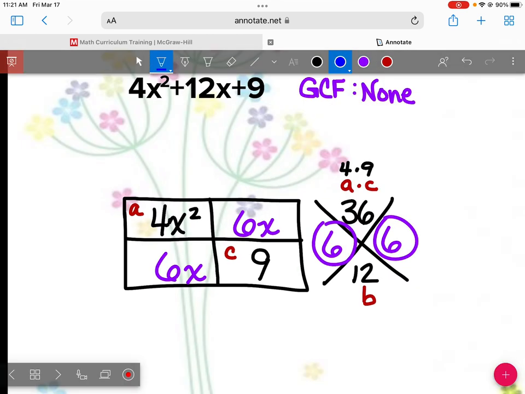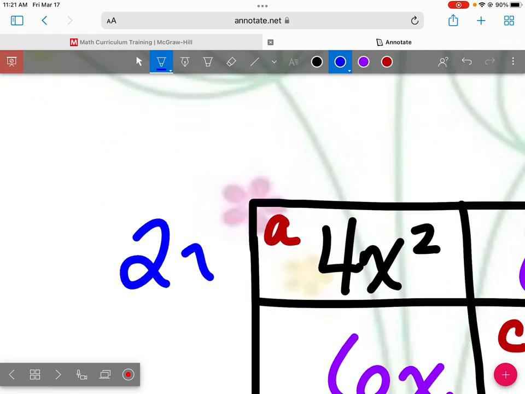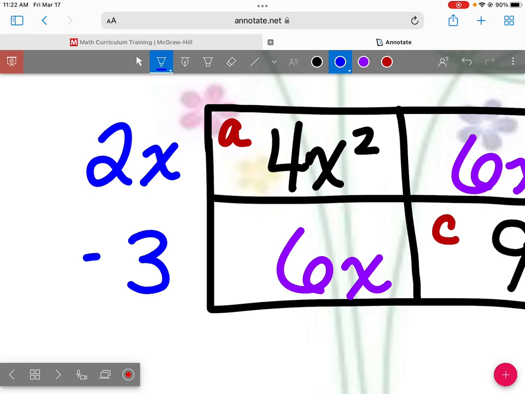Now we're going to pull the greatest common factors out of all of the rows and all of the columns. Across the top, 4x squared and 6x, what goes into both of those? 2. What else? X. They both have an X. Across the bottom, I know a lot of us have gotten in the habit of taking whatever this is right here and pulling that out. So do I have a 6 right here? No, why not? 6 doesn't go into 9. So what does go into 6 and 9? 3. Positive or negative 3? Positive. So 2x plus 3.